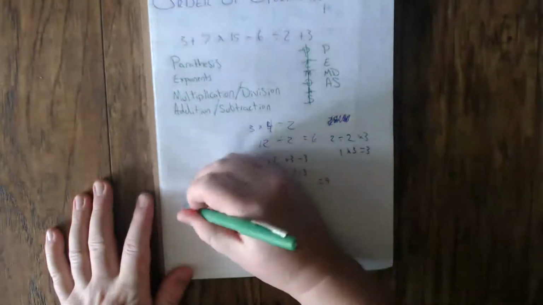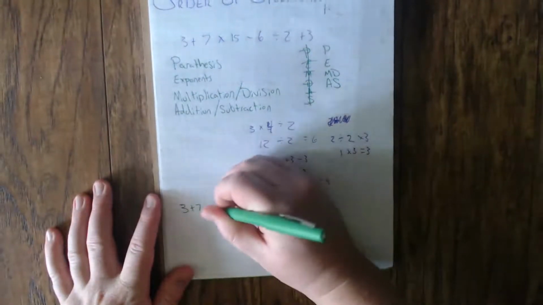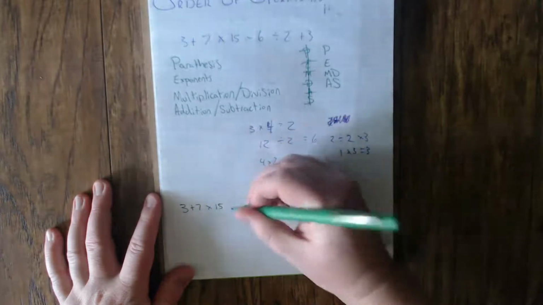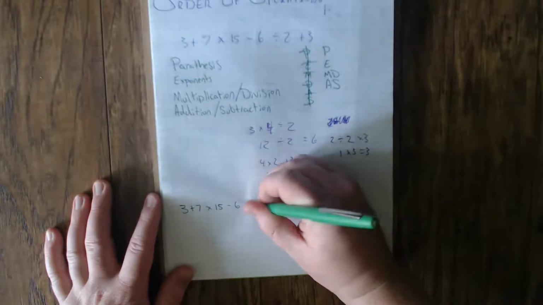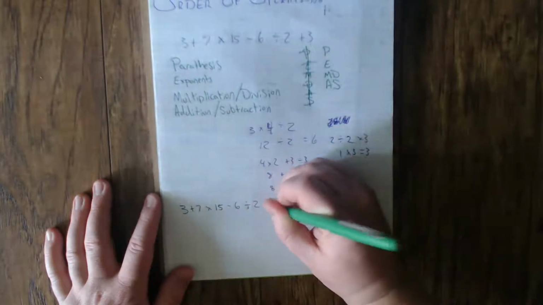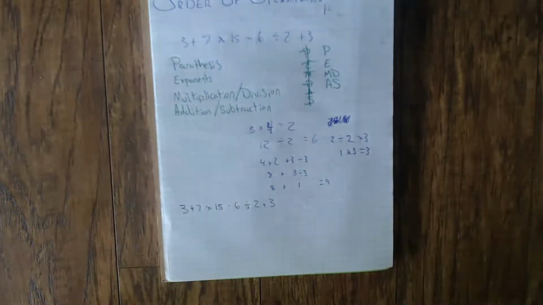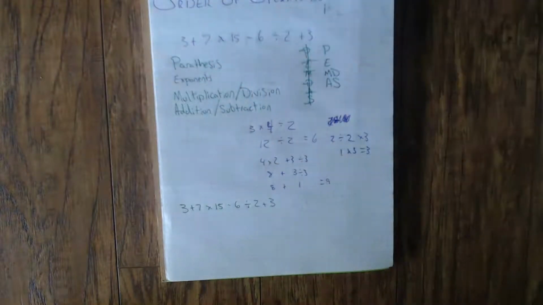Let's say I have 3 plus 7 times 15 minus 6 divided by 2 plus 3. Holy cow, that's a long, scary problem. But it's not so scary when you have order of operations. So first thing I realized, I have no parentheses, so I don't have to worry about that. I have no exponents, so I don't have to worry about that.